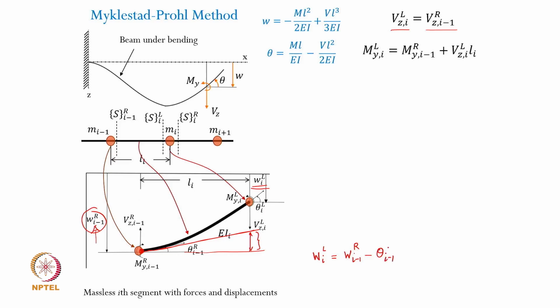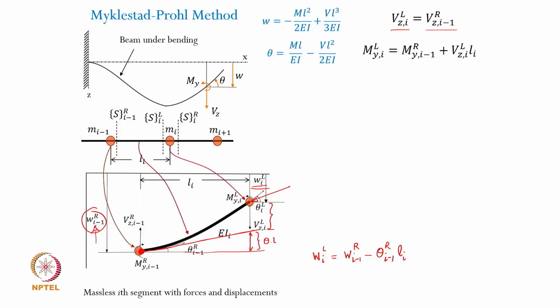theta_{i-1}^R, that means the slope at this point, multiplied by what, L_i. Okay. This is theta into L. And beyond that there will be this much amount of deflection which will be happening because of the shear force and bending moment. Okay, those forces which are acting on this point, and they will follow this relationship.